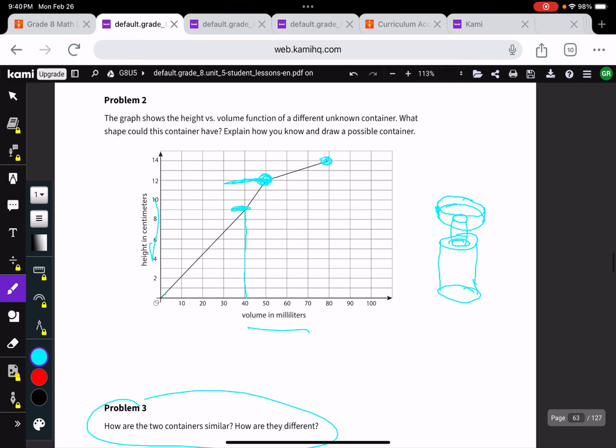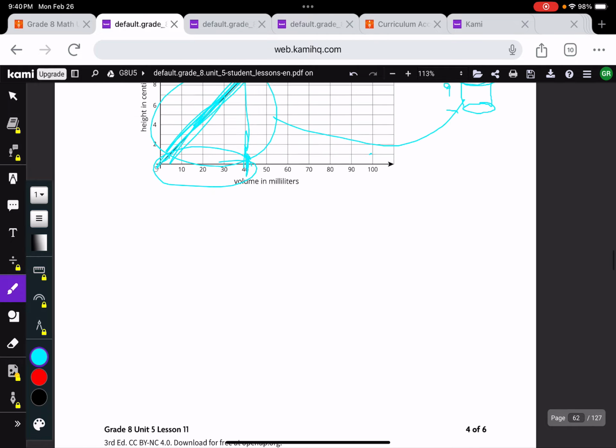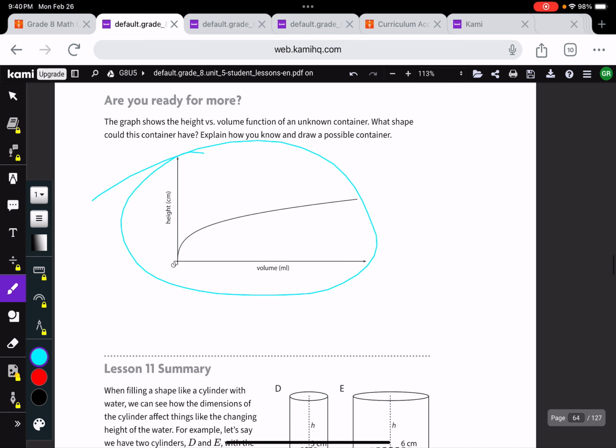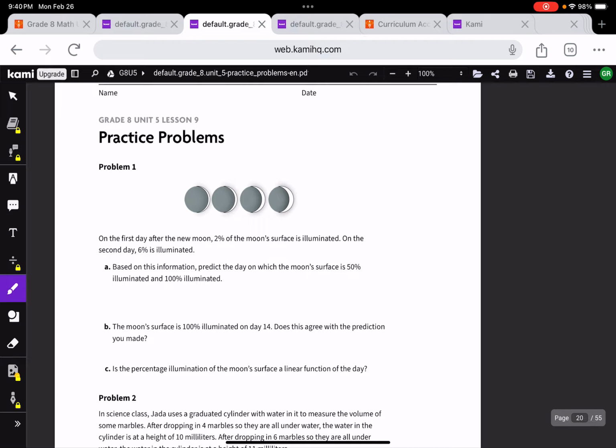If you look at that one and you saw those, what do you think the shape of that container is going to be? I'll leave it up to you. I think I know the shape, but now I'm second guessing myself. I know it's going to look somewhat like something. I'm curious. If you want, give that one a quick try. Other than that, we're going to take a sneak peek at lesson 11 practice problems.